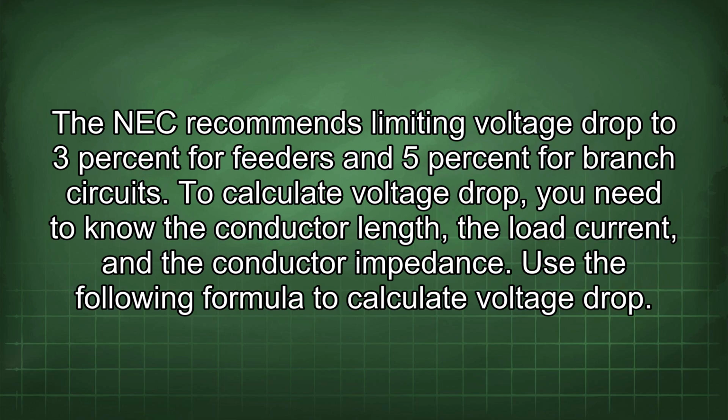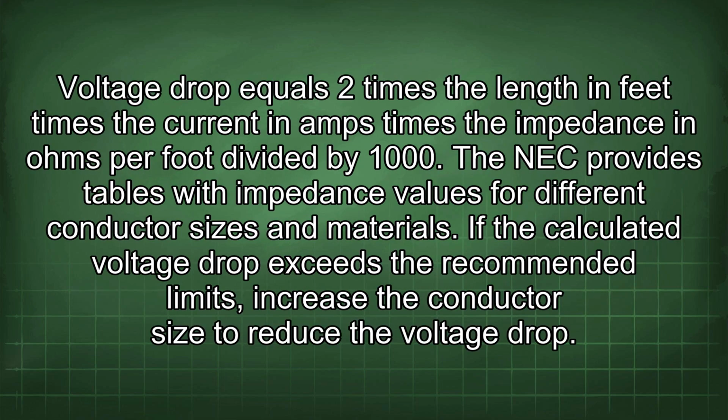To calculate voltage drop, you need to know the conductor length, the load current, and the conductor impedance. Use the following formula to calculate voltage drop. Voltage drop equals 2 times the length in feet times the current in amps times the impedance in ohms per foot divided by 1000. The NEC provides tables with impedance values for different conductor sizes and materials. If the calculated voltage drop exceeds the recommended limits, increase the conductor size to reduce the voltage drop.